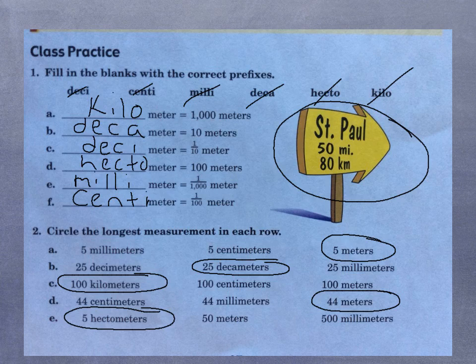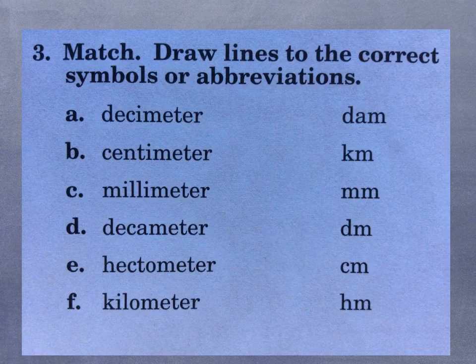Okay, let's go ahead and look at 3 on the back side of the paper. It says to match, draw lines to the correct symbols or abbreviations. So decimeter, the abbreviation for decimeter would be DM. Draw a line from decimeter to DM.